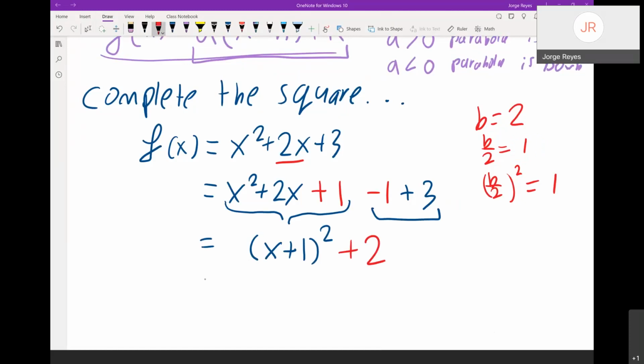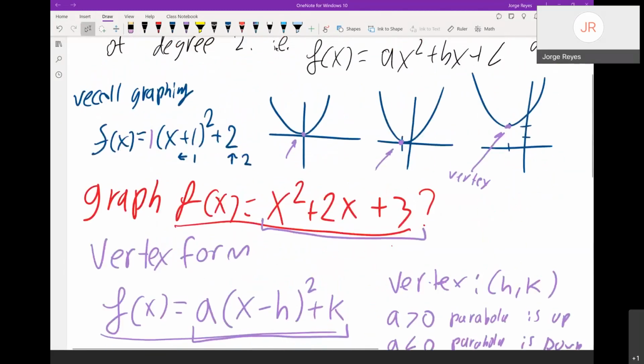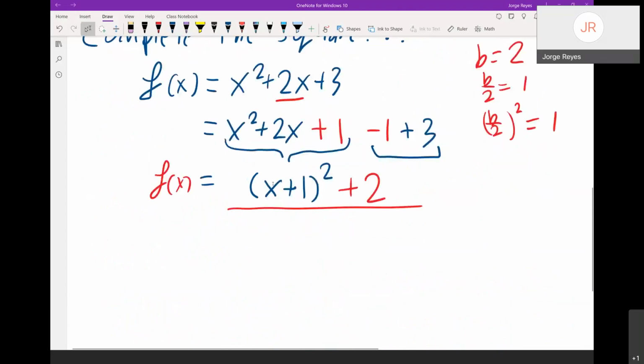So ta-da, we're done. Right now, this is in the form we know how to graph, right? Left 1, up 2. And in fact, it is this, right? So these didn't even look the same, but it turns out these are the same function. These are both f, all right? Which is maybe why I labeled it that way. Okay. So yeah, this is how we graph.